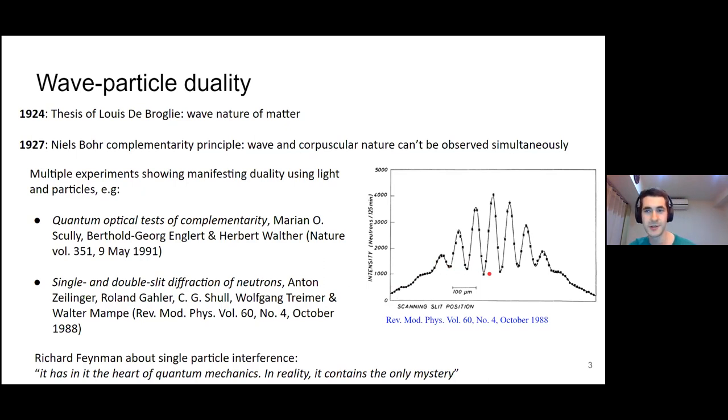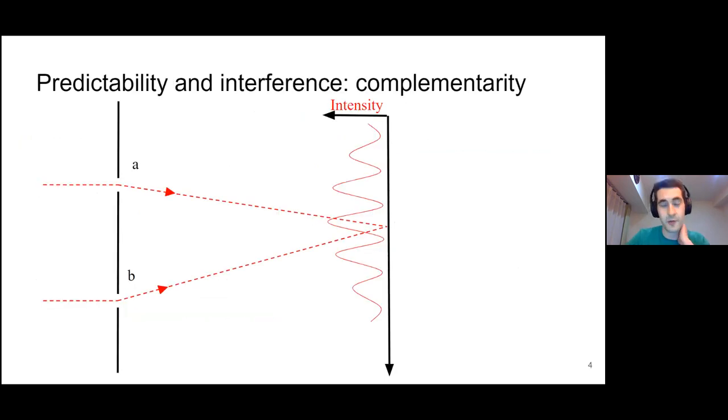About such experiments of single particle interference, there is a very, very famous quote of Richard Feynman, that he once said that this experiment has for him the only mystery of quantum mechanics. Such experiments use a very famous experimental setup. It's called the Young double slit experiment.